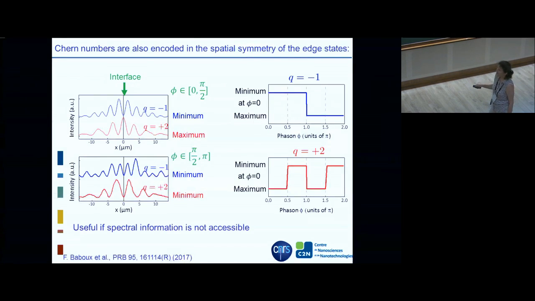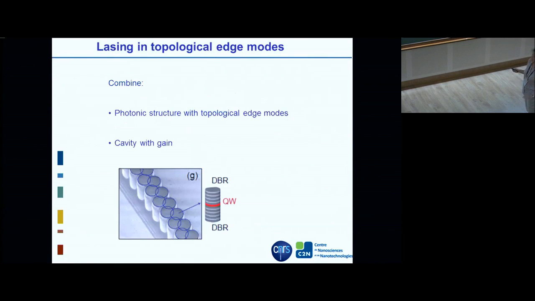Okay, so in different systems, if the spectral information is not accessible, you may look in real space and measure the topological invariant by looking at the switch in parity of your edge states. This was our first step into this topological field.